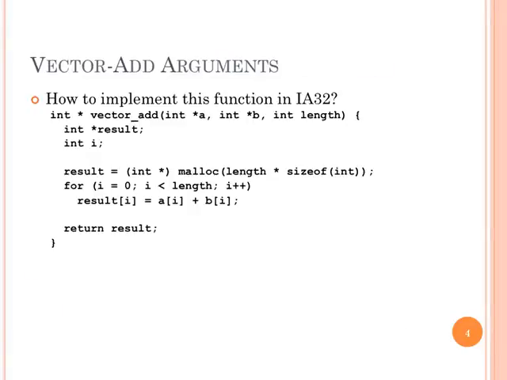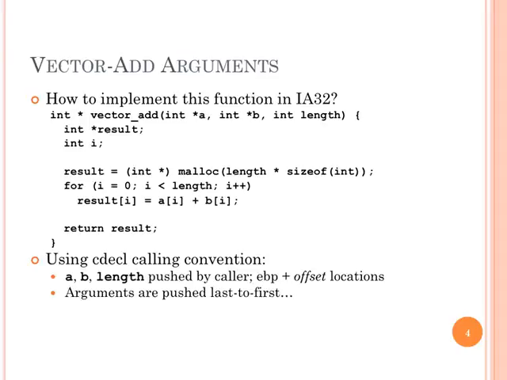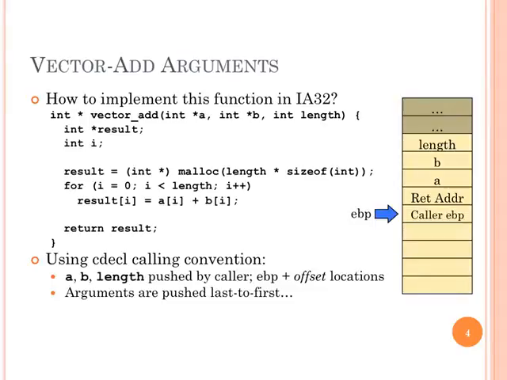Okay, so first thing is we need to figure out how the stack is going to look when we're invoked. Obviously, we need to know about that. So using the cdecl calling convention, which argument gets pushed first? Length, right, good. I'm glad people are sort of memorizing what cdecl does. So length is pushed first, so it'll have the highest address on the stack. Then B is pushed second, and then A is pushed last, because we push the arguments in reverse order. Okay? So EBP plus offset locations, arguments are pushed last to first.